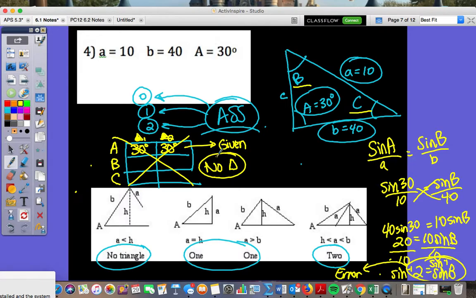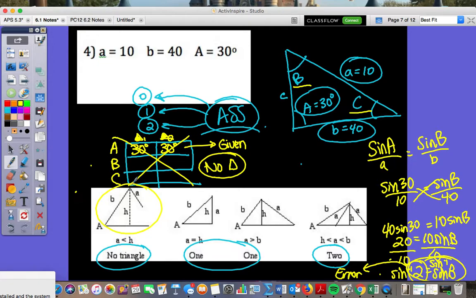Okay? So how do I know that? Well, if it's greater than 1, we would get an error. Therefore, there's no triangle that can be created with the information that I gave you here. Okay? All right, questions on that? Y'all feel okay on that?